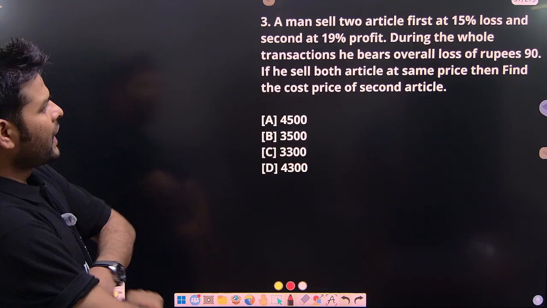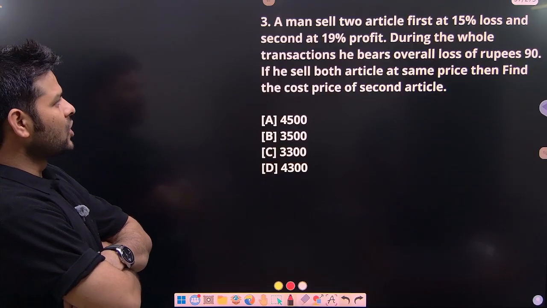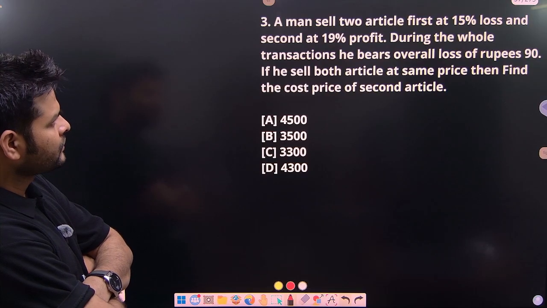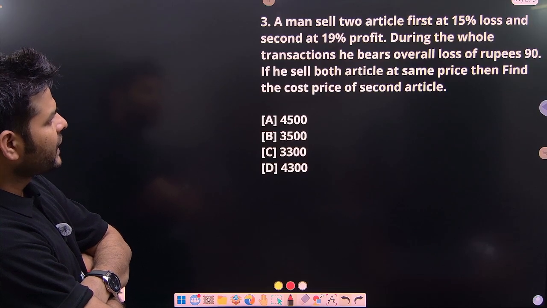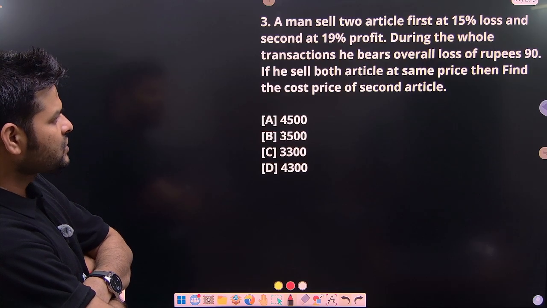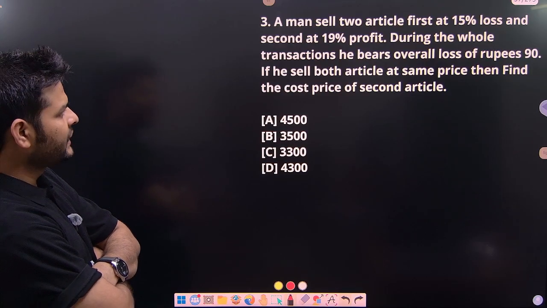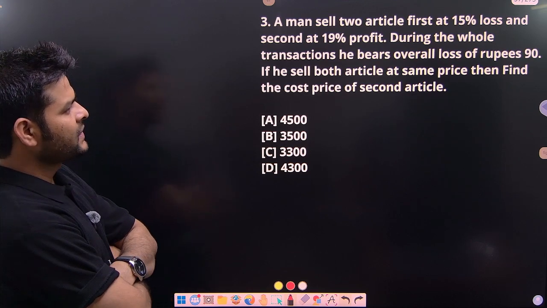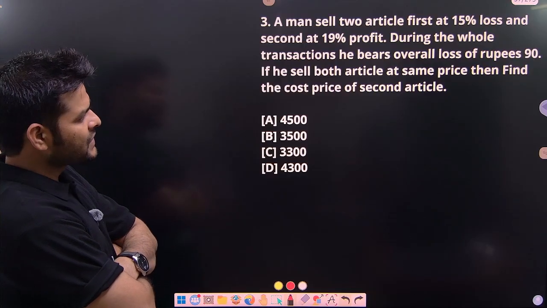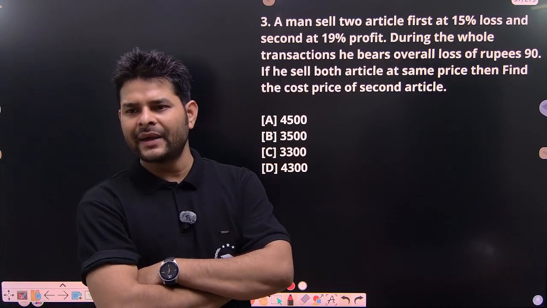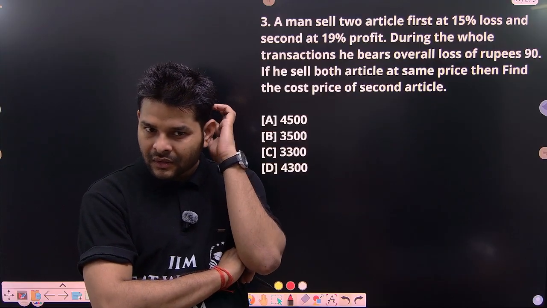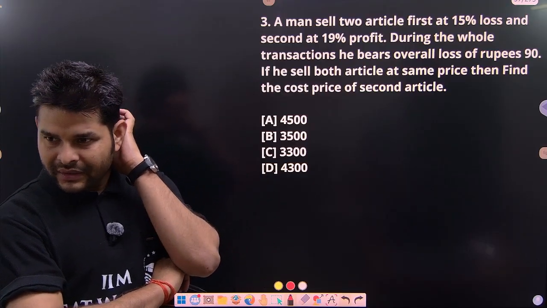A man sells two articles, the first at 15% loss and the second at 19% profit. During the whole transaction, he bears an overall loss of rupees 90. If he sells both the articles at the same price, find the cost price of the article. I have given you a formula. You can use this formula or you can directly solve it.